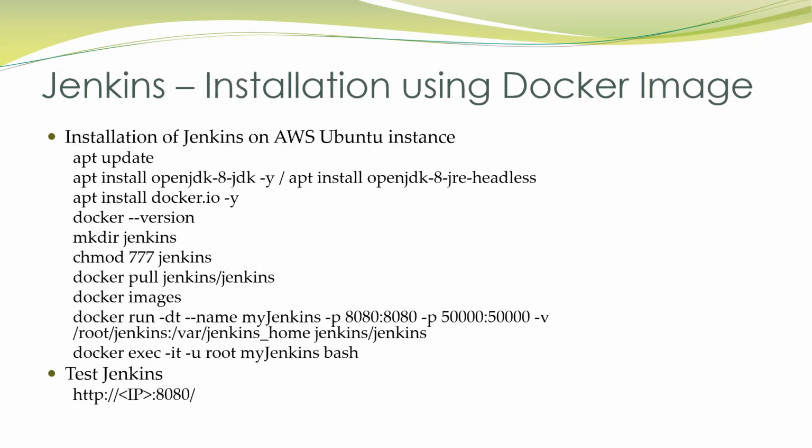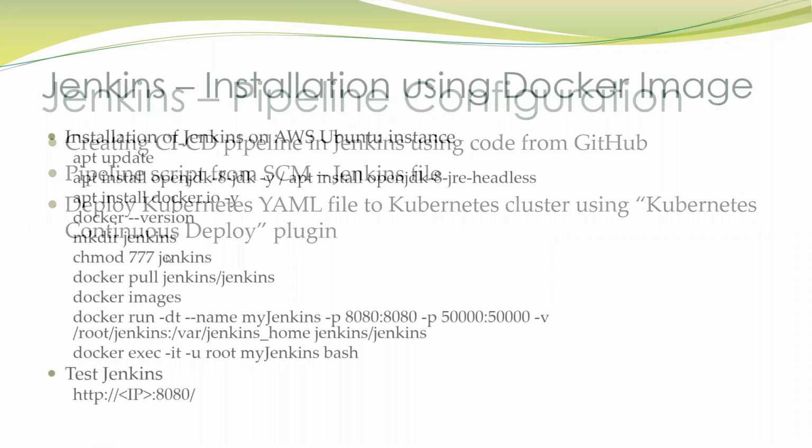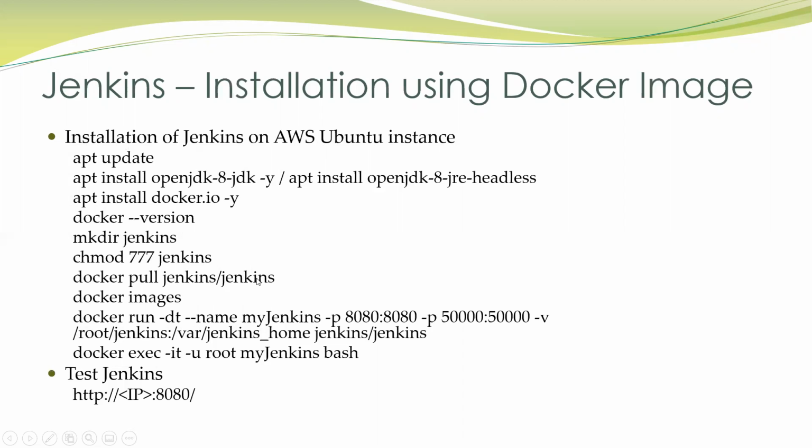So here we will install Docker, and after that we will create a Jenkins folder, and in the Jenkins folder we will pull the Jenkins image directly. Instead of a command line installation, we will use the Jenkins image over here, and we will check the Docker image whether it is showing or not. After that, we will run the container.